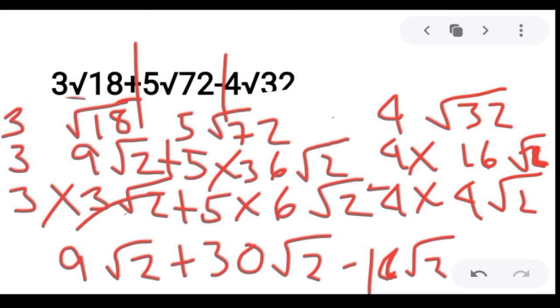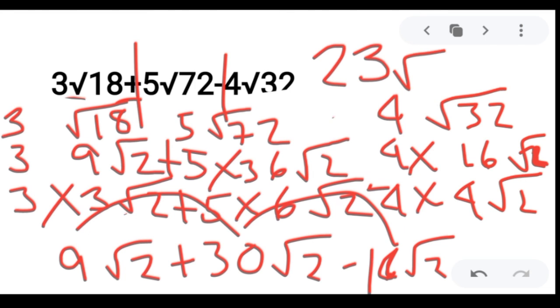So, 9, i-add natin sa 30 is 39. Minus natin sa 16 is 23. So, the answer is 23 square root of 2.